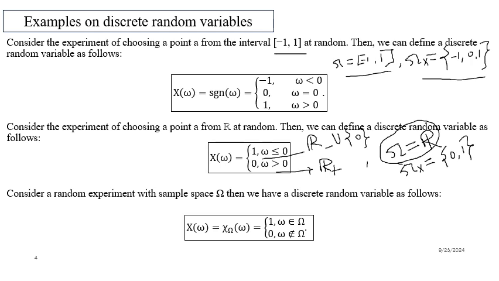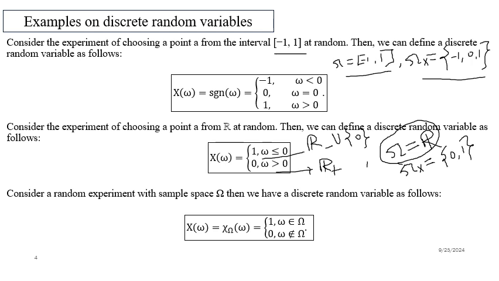Have you heard of the characteristic function of a set? It is giving weight to an element. If you are taking an element from the set, then give it a weight of 1. If you are taking an element which is not in the set, give it weight 0. That one is having 0 weight. What does it mean?